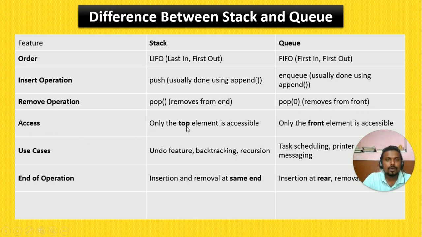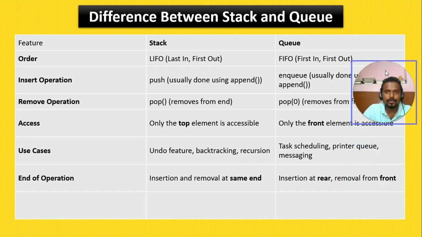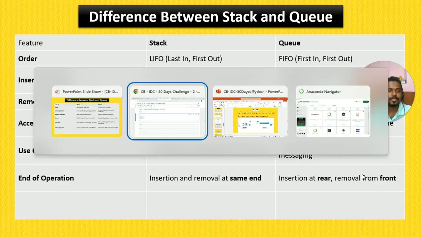And access: only the top element is accessible in stack, and only the front element is accessible in queue. And use cases: we use stack in undo features, backtracking and recursion, and we use queue in task scheduling, printer queues and messaging. And end of operation: in stack, insertion and removal happen at the same end, and in queue insertion happens at the rear end and removal happens from the front end. Okay, so let's look at some examples.